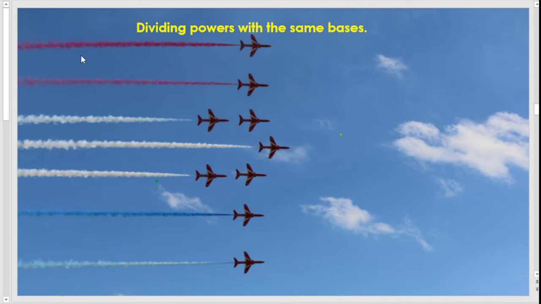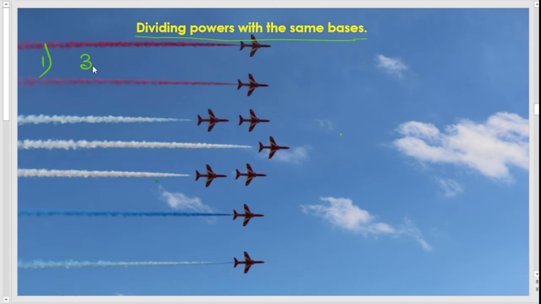Now friends, we will study dividing powers with the same base. That means when the base is the same in two or more numbers, what will happen to the power? Let us take an example and understand.